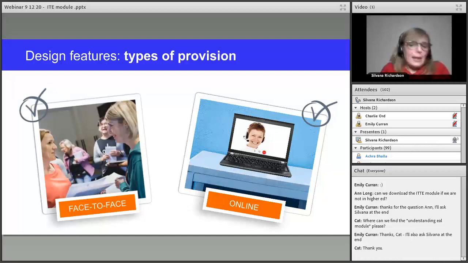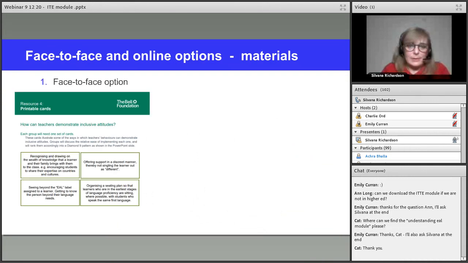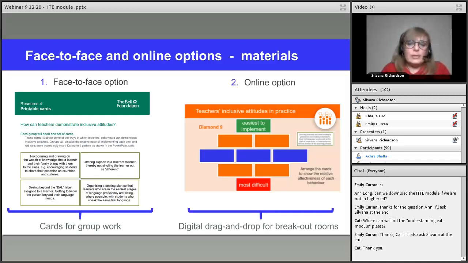So how are these materials different? Well, we've designed different materials for face-to-face and online when this was necessary, but we also included recommendations in the lesson plans. So here is an example of a face-to-face option versus an online option. On the left, you can see it's absolutely the same activity. It's a Diamond 9 activity where student teachers look at a number of cards. This is part of the pedagogy section, and it's about behaviors that demonstrate inclusive attitudes.